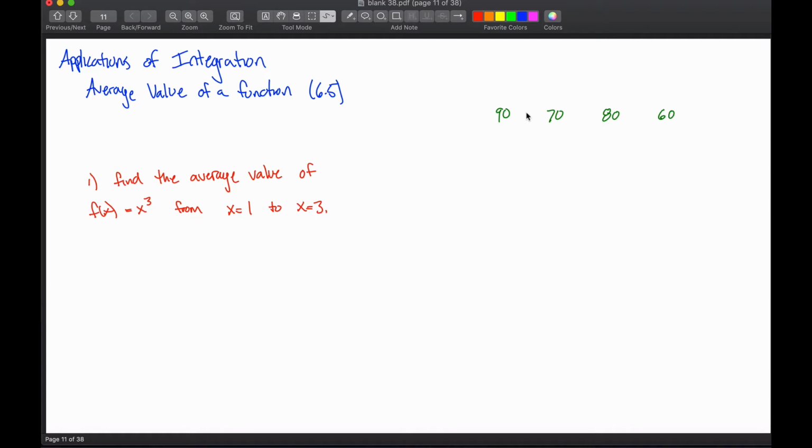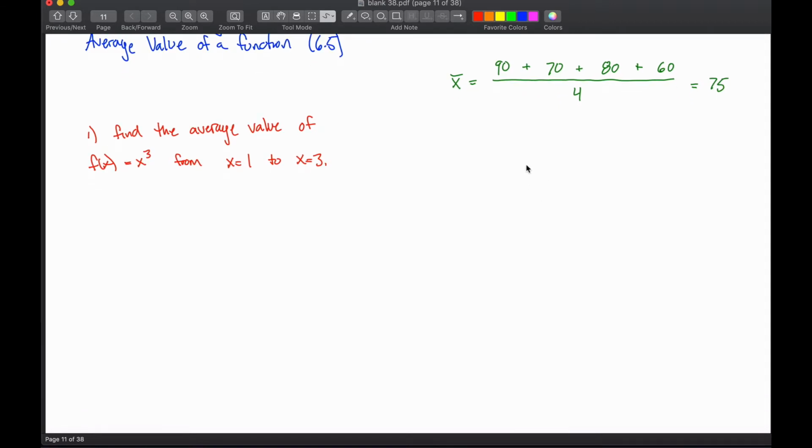Well, what you do is you just add up however many observations you have, the 4 of them in this case, and then divide by that number of observations, so 4. So 90 plus 70 plus 80 plus 60 ends up giving me 300, and 300 divided by 4 gives me 75. And that idea is what we're going to be doing in this section. However, we're not going to add up 4 observations. We're going to find the average height of a function over some given interval.